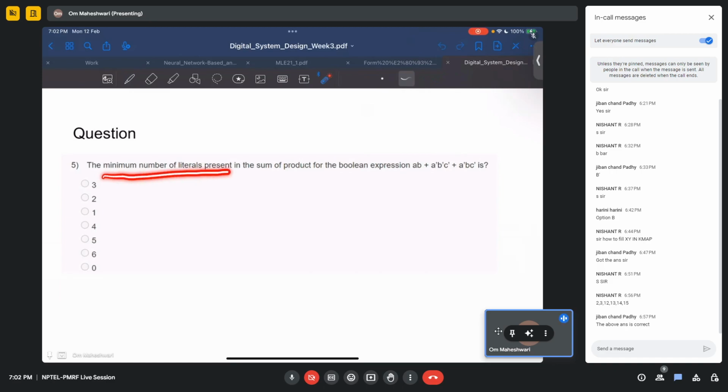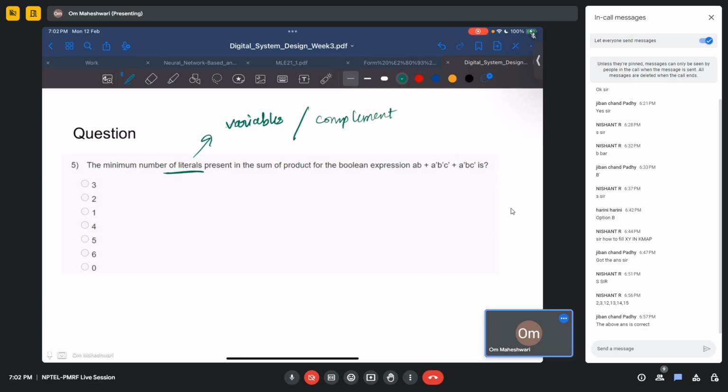The minimum number of literals present in the sum of product Boolean expression is what? So to understand this, we should know what literals are, right? Literals are just the variables or the complement of variables. So they are asking how many variables or complements of variables we have in an expression.